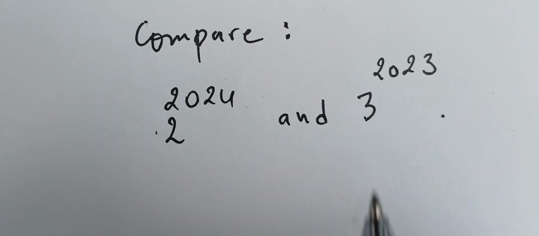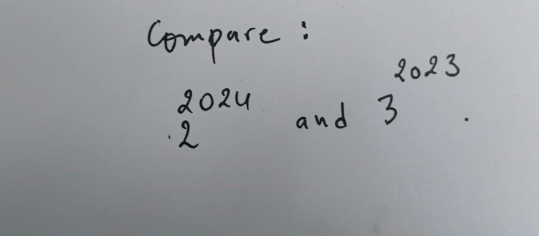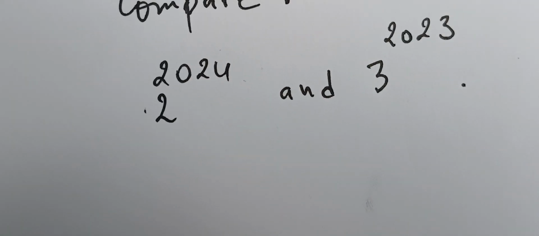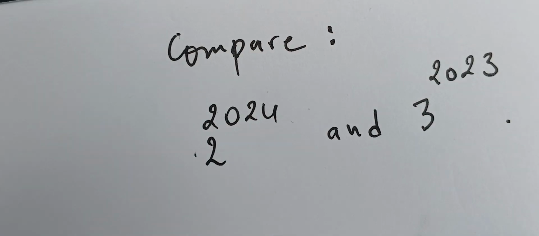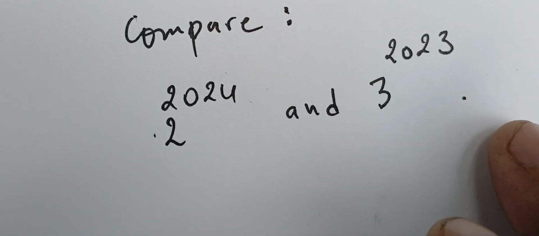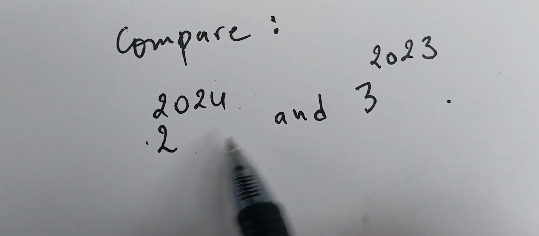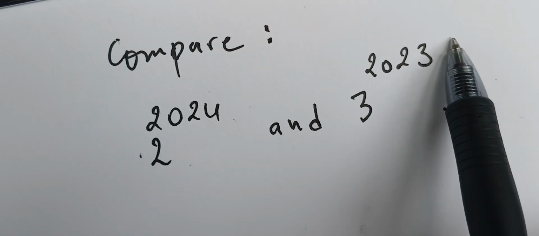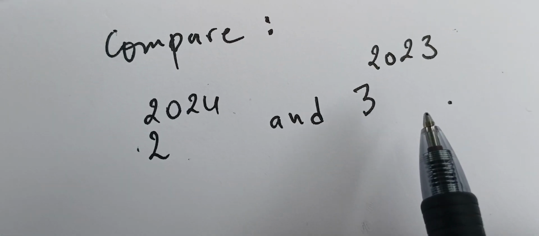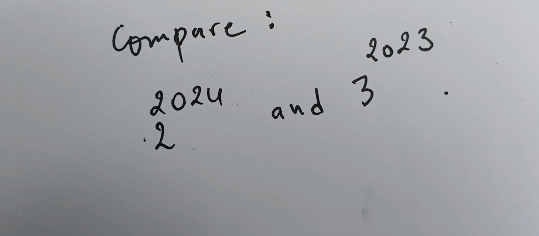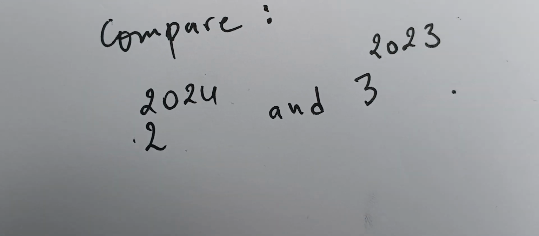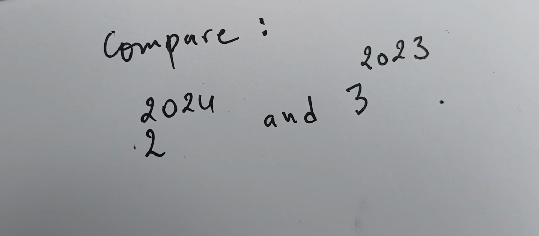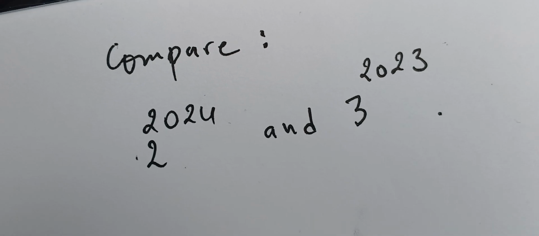Okay, in this video we're gonna try to compare these two numbers. These numbers are big, and the property that they have is that they are close to each other. So 2 is less than 3, but the power of 2 is bigger than the power of 3 by 1. Okay? If you try to evaluate this one by your computer, you're gonna see big numbers.